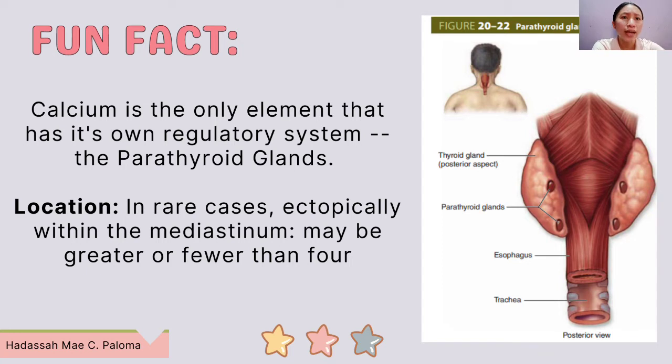If you want to ask, what is the relationship? How is the parathyroid gland related to the thyroid gland? Well, there is no relationship between the two because the thyroid gland controls the body's metabolism while the parathyroid gland controls the body's calcium levels. So there is no relationship between the two aside from being neighbors in the neck of the human body.